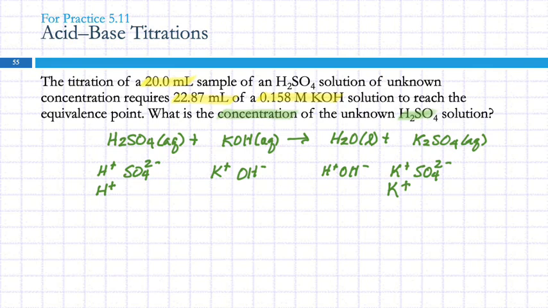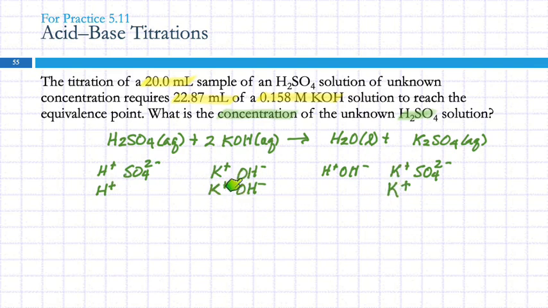Maybe let's start at the end of it. Let's start over here and look at sulfate. There's one sulfate on this side, and there's one sulfate on that side, so that's good. How many potassiums on this side? There's 2. How many on this side? Only 1. So that means I must need 2 moles of potassium hydroxide. So my sulfates are good, my potassiums are good.